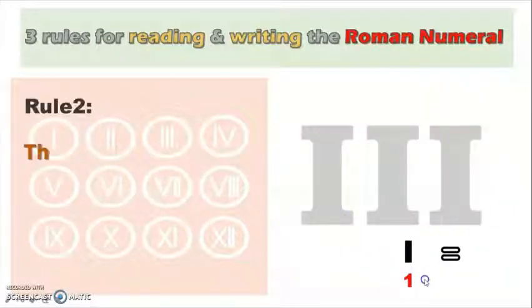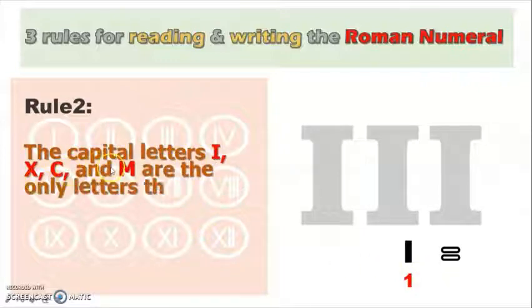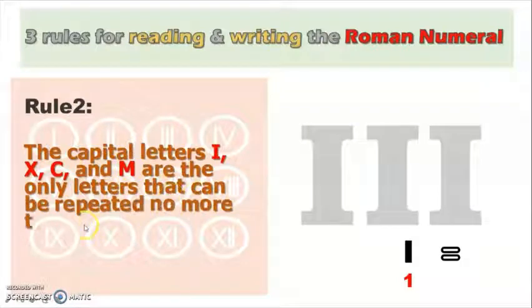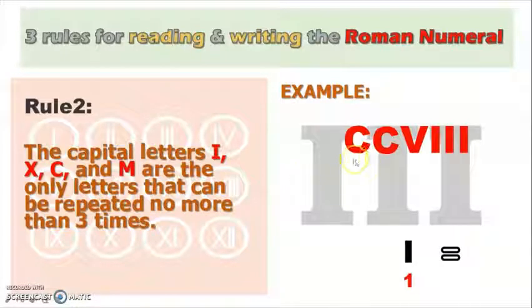The last rule is that the capital letters I, X, C, and M are the only letters that can be repeated, no more than 3 times. So only I, X, C, and M can be repeated, but only 3 times. For example, C, C, V, I. What is the equivalent of this? C can be repeated because it's in the rule.